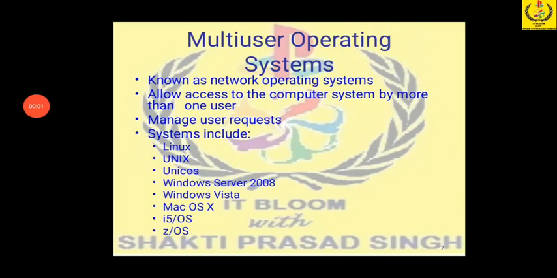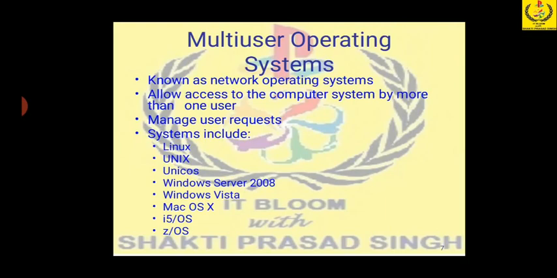Different examples of multi-user operating systems are Linux, Unix, Unicos, Windows Server 2008, Windows Vista, Mac OS, i5 OS, z/OS. These are the different multi-user operating systems, and the popular ones are Linux, Unix and Windows Server. All of them run separately, as well as whenever you need to run in a networking environment, you can use this one because this one will work very nicely.